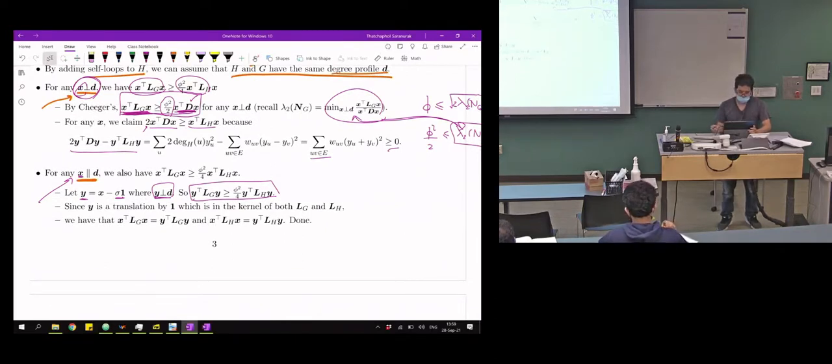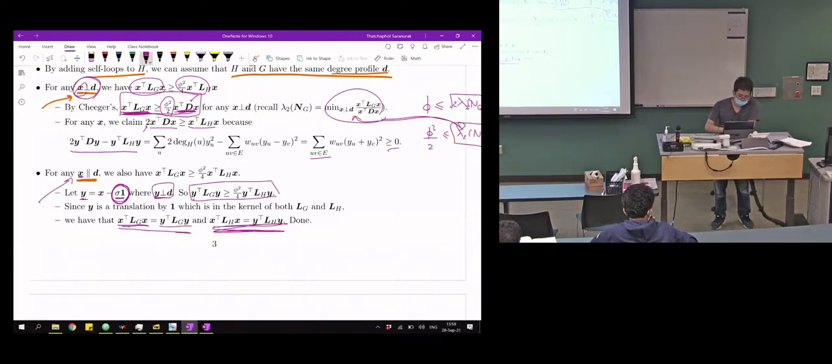But when you do translation, it doesn't change x L x versus y L y. They're the same thing, because the all-ones vector is in the kernel, so that doesn't change anything. And the same holds for L_H. So this means that this thing holds for X that is parallel to D as well.